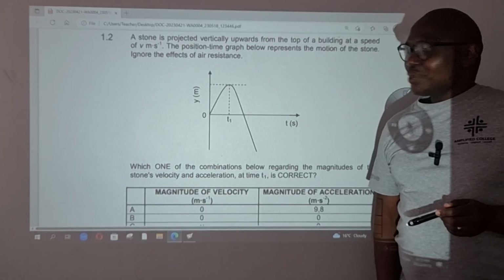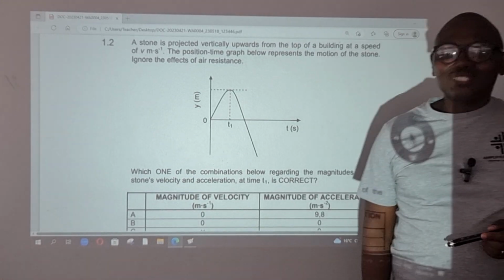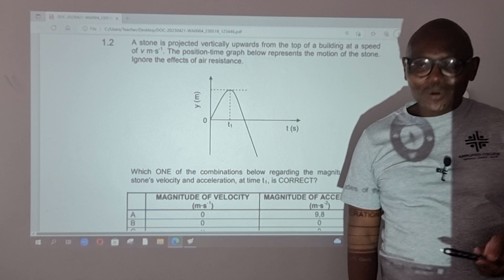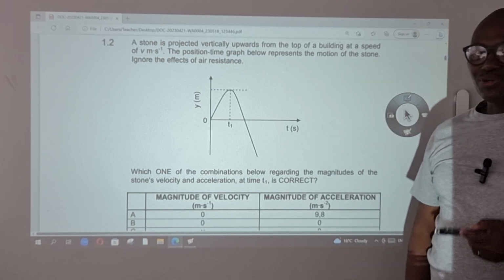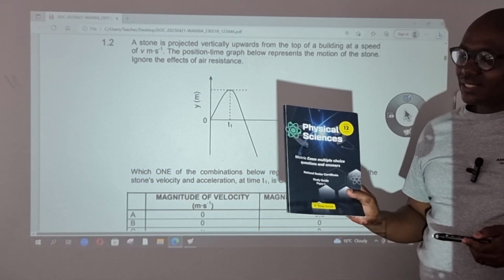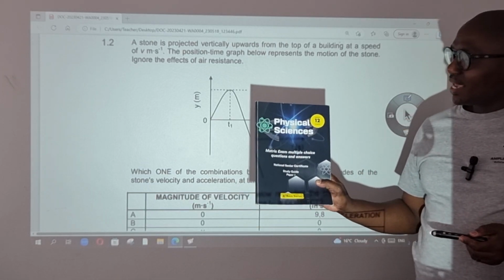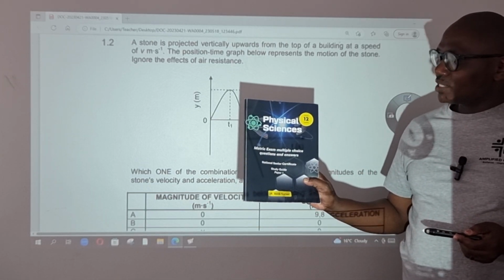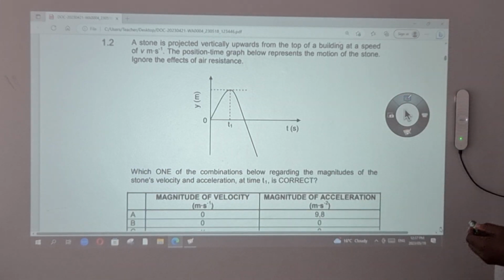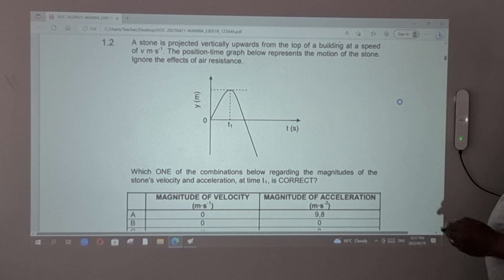Welcome again. We are still continuing with our projectile motion questions as far as multiple choice questions. So it's very important that we continue with this. This is our book that we are looking at, Physical Science Metric Exam Multiple Choice Question Study Guide. So let us look at 1.2 of this particular question.